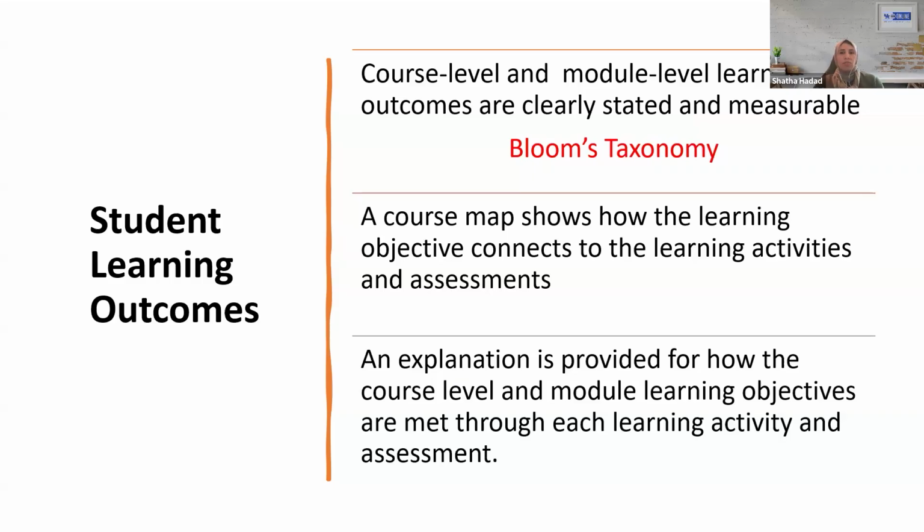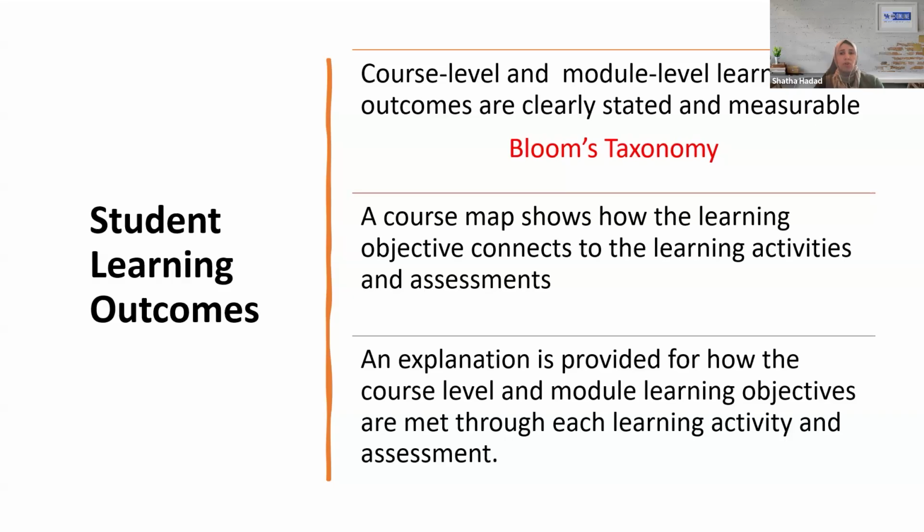This slide focuses on student learning outcomes, what students should know or be able to do by the end of the course and each module. These outcomes need to be clear and measurable, so everyone knows what success looks like. So when you write your outcomes, you should use action verbs guided by Bloom's taxonomy, so students understand what is expected and you can easily assess their learning.